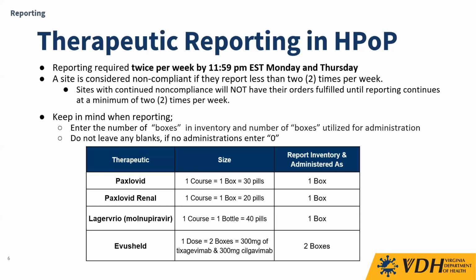Please note that Evusheld is slightly different in that 1 dose equals 2 boxes. If you feel your facility may have incorrectly reported your on-hand inventory for your administrations, please feel free to reach out to the COVID-19 Therapeutics inbox. The email address is COVID-19therapeutics@vdh.virginia.gov, and we would be happy to assist you with getting the information corrected.